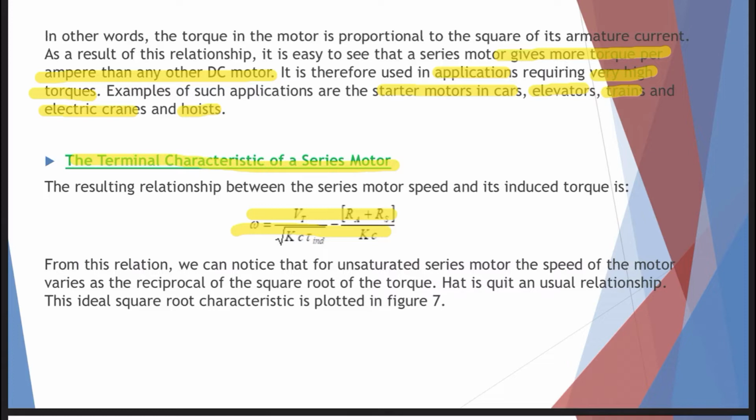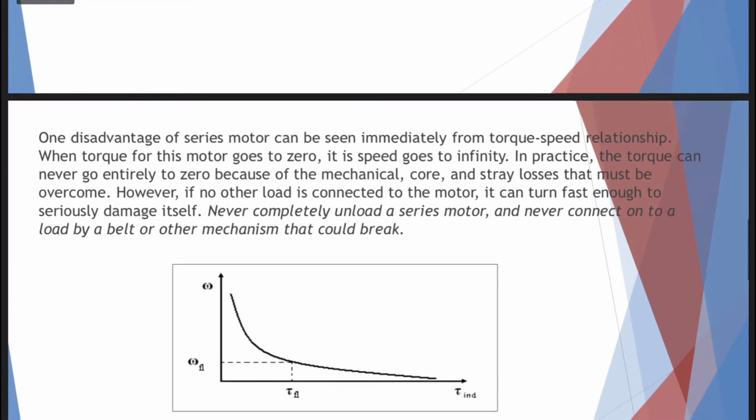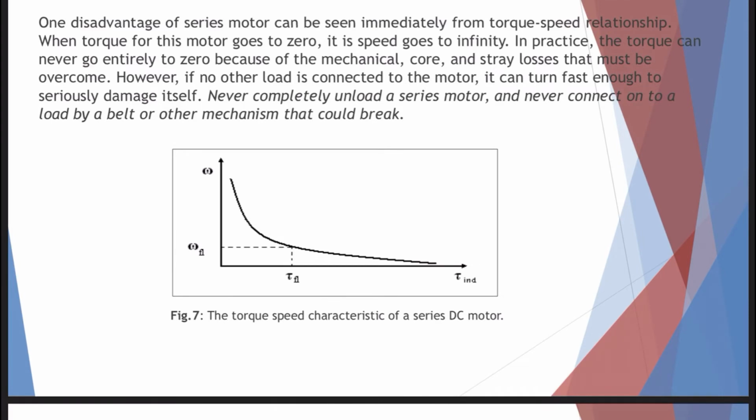From this relation, we can notice that for an unsaturated series motor, the speed of the motor varies as the reciprocal of the square root of the torque. That is quite an unusual relationship. This ideal square root characteristic is plotted in figure 7. We can just see the figure here. Next slide.